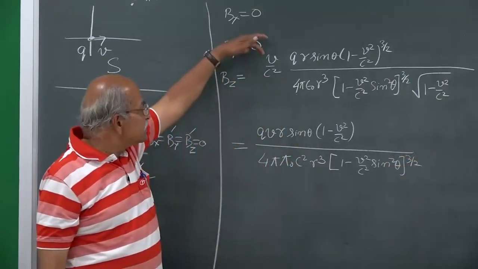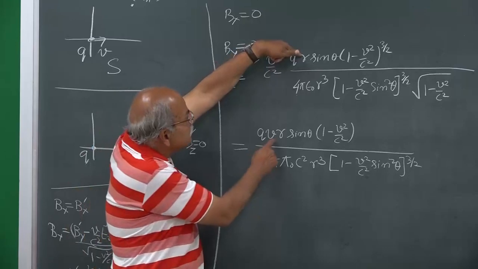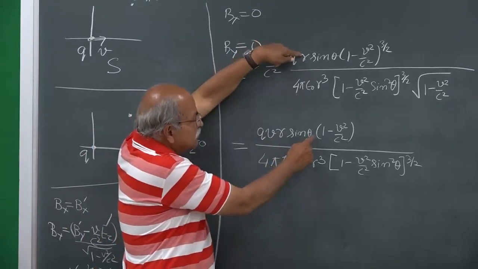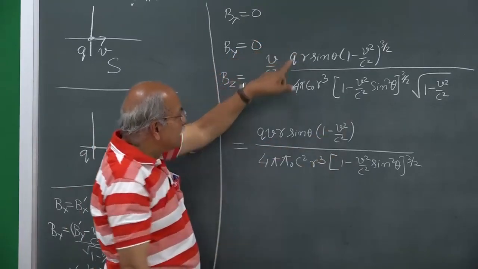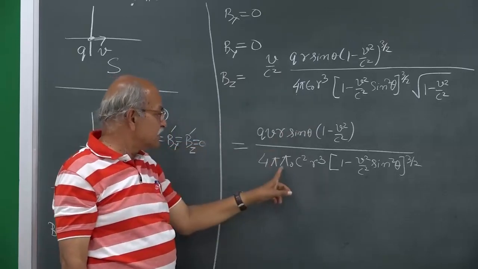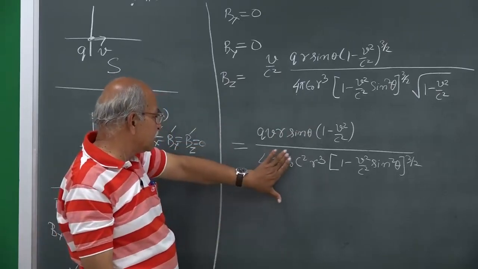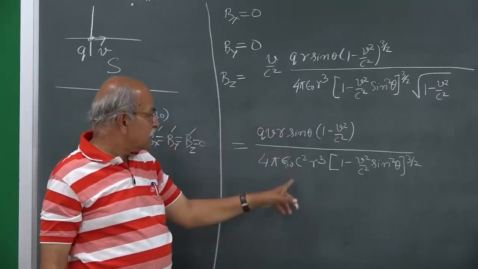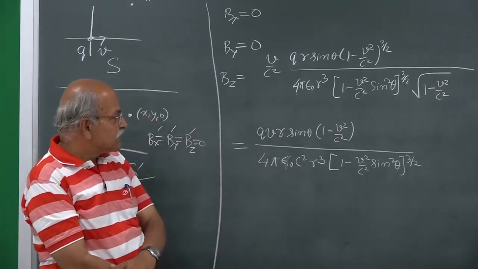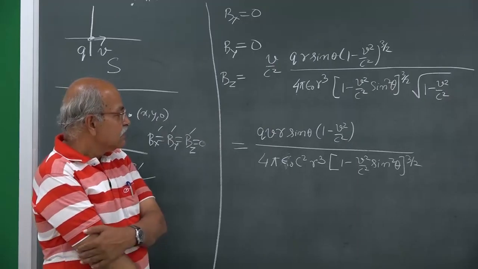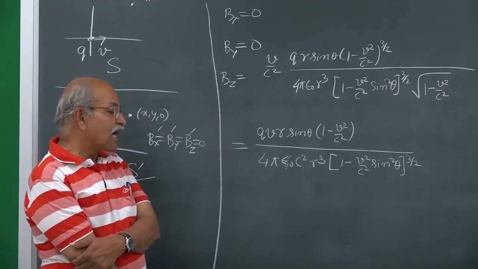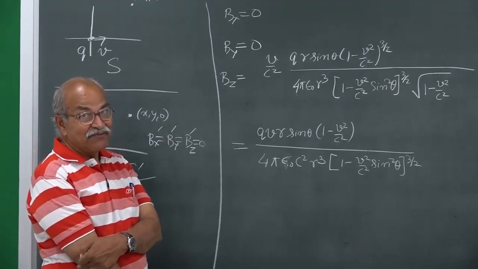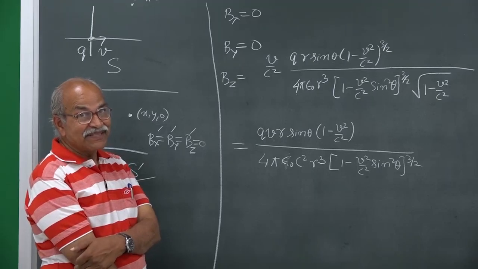Alright, once again check: Q into V into R is here, then sin theta and 1 minus V square by C square, and this C square is here, 4 pi epsilon naught C square, and then R cube and (1 minus V square by C square sin square theta) to the power 3 by 2. So that is the magnetic field. We have gotten the expression of magnetic field.